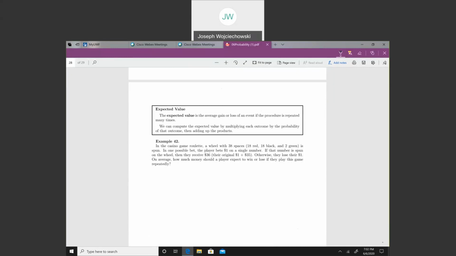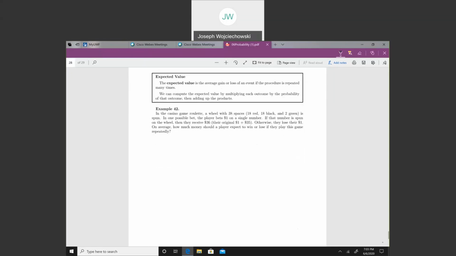Okay, our last concept in this chapter is expected value. The expected value is the average gain or loss of an event if the procedure is repeated many times. We can compute the expected value by multiplying each outcome by the probability of that outcome, then adding up the products.